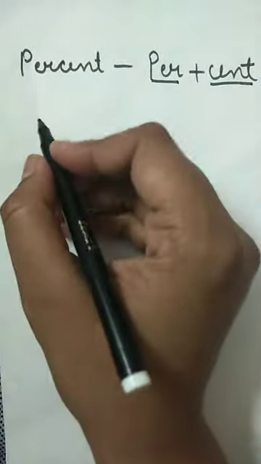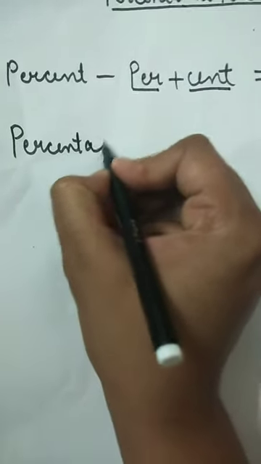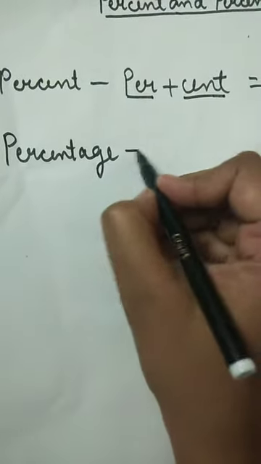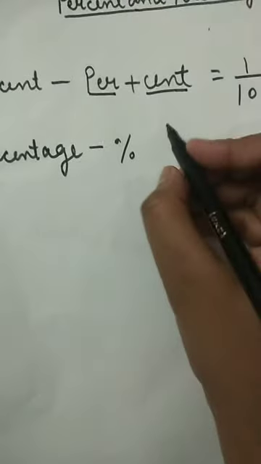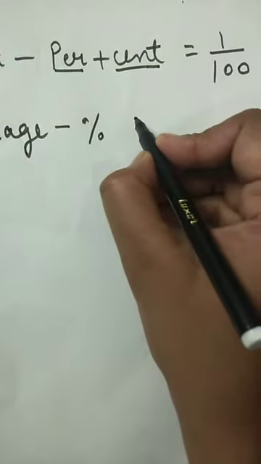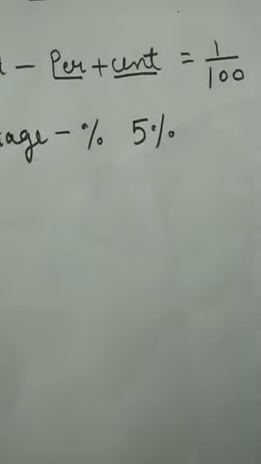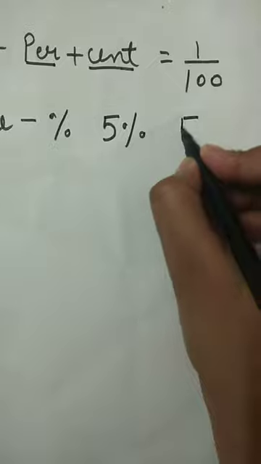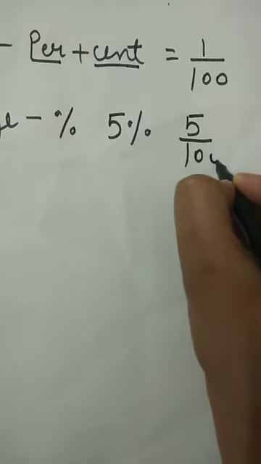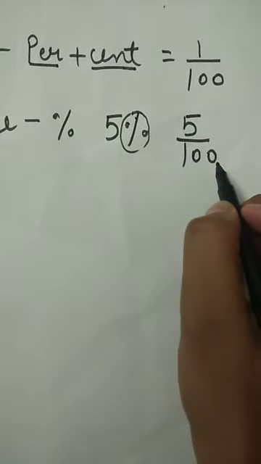So percentage is having a sign like this. This is called the sign of percentage. Suppose a number is written as 5%, so it means 5 upon 100. We will remove this percent sign and write 100 in the denominator.